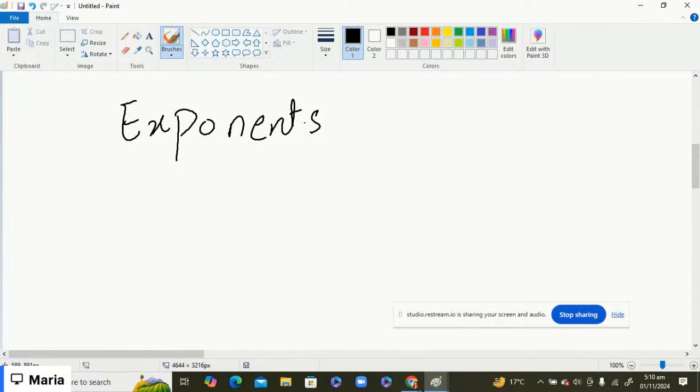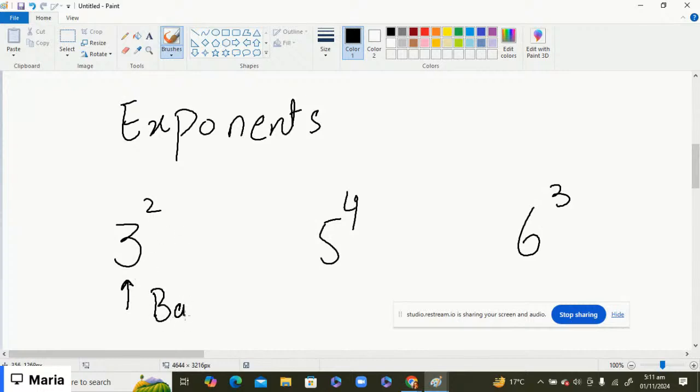For example, if you have numbers in the form of 5 power 5, 6 power 3, 5 power 4. Exponent means this one is your base. What is this called? This is called the base, and this power is called the exponent. Same is the case in every question here.